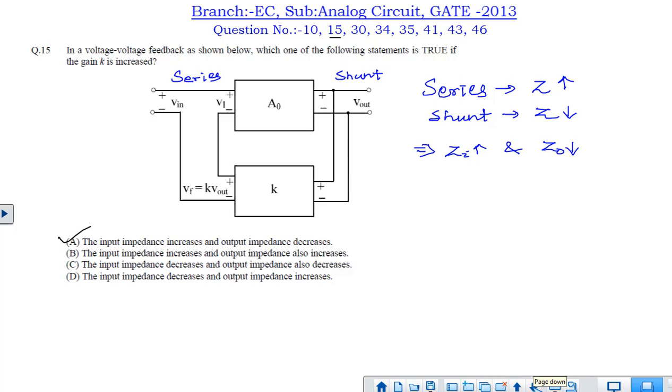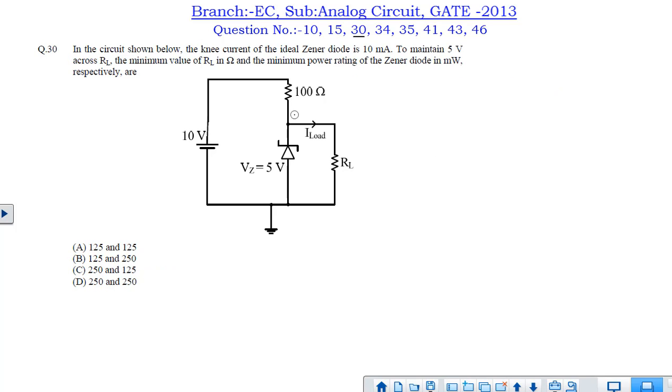Next question is question number 30. In this question, it is given that the knee current of the Zener diode is 10 milliampere, that is the minimum current required for Zener action, and the Zener voltage is given, that is 5 volt.